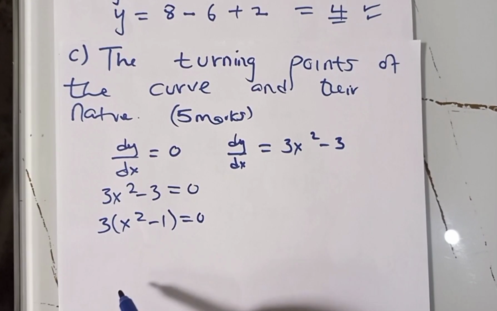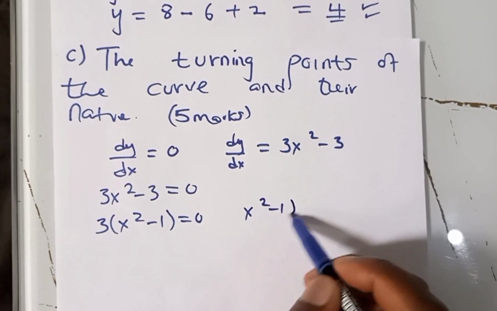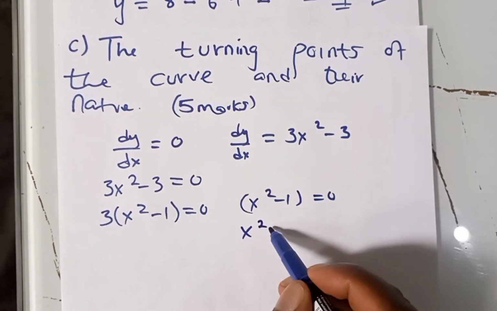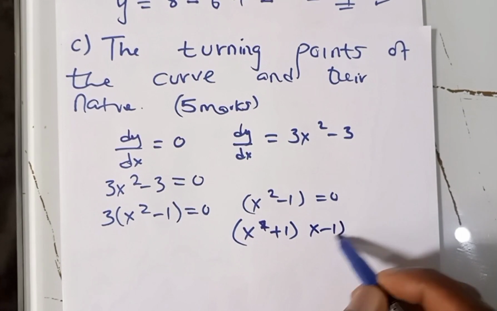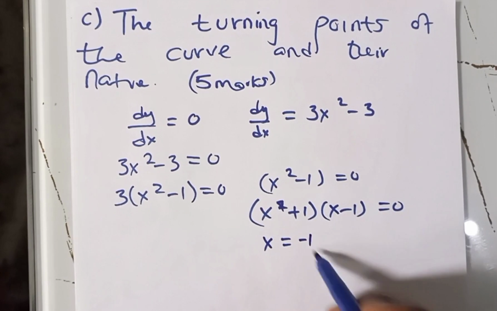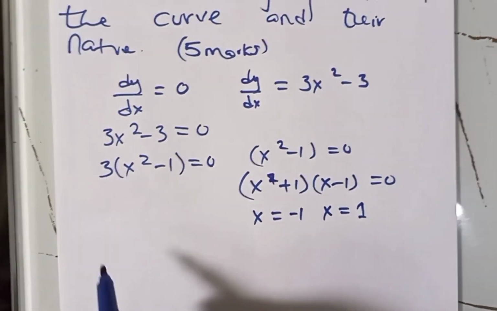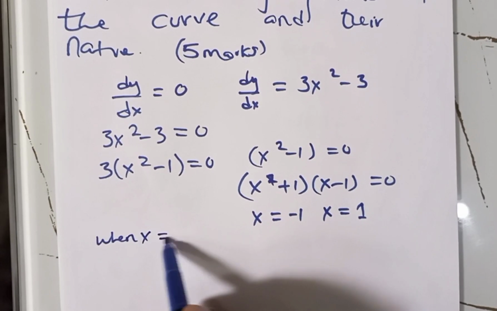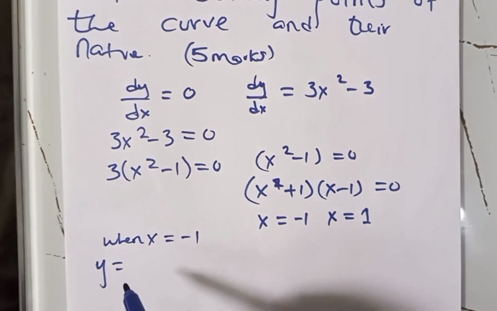So after factoring out 3, we have x squared minus 1, which is a difference of two squares. So we factorize these, and we have (x plus 1)(x minus 1) equals 0. So on solving for x, we get x equals negative 1 and x equals 1. So we substitute these values into the original equation of y for us to be able to get the points.